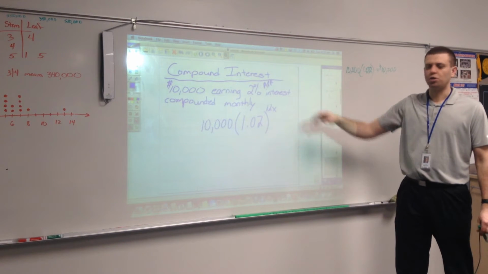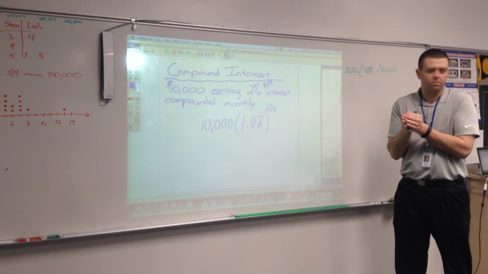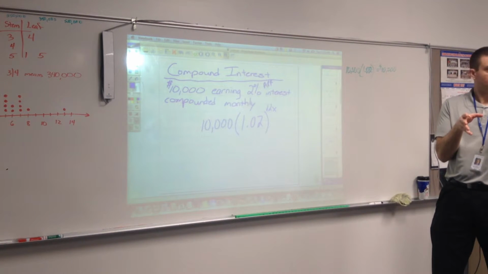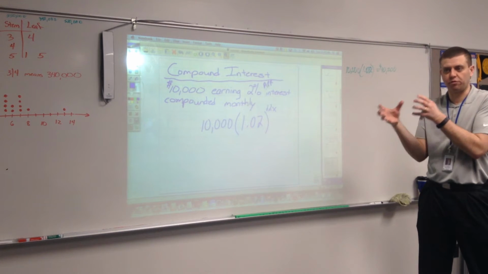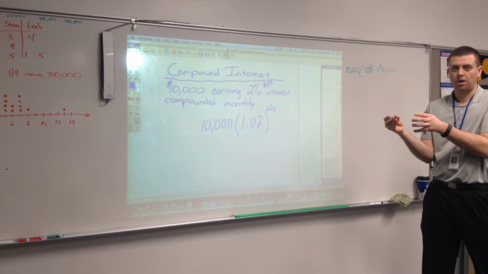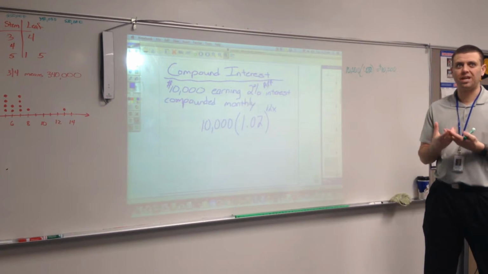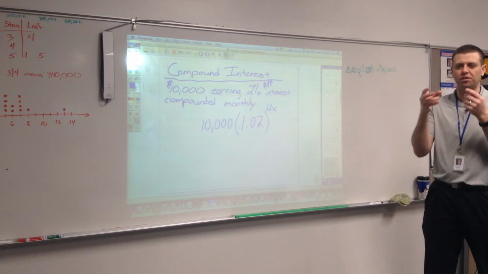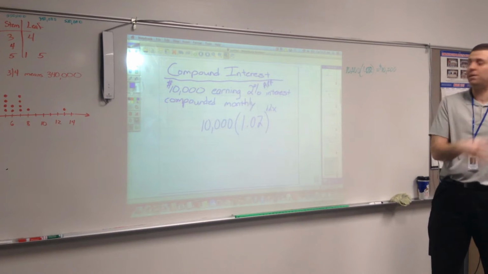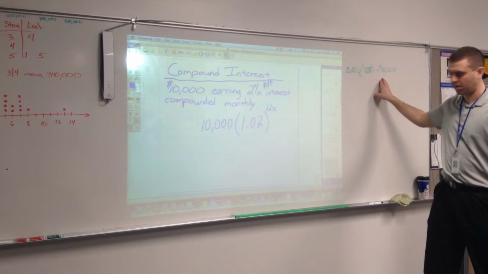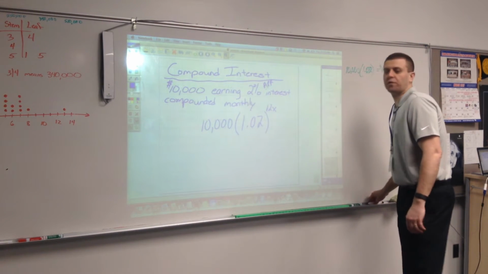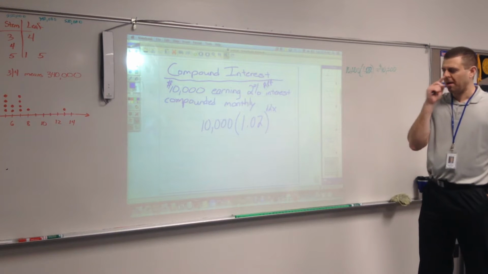Because here, you're going to get interest after January. Then, in February, you're going to get interest based on your new amount after January. So it won't actually just be 2%. It'll be 2%, but because it's being calculated more often, the amount of money based on that percentage is going to end up being a little bit more than this. Because the money grows.